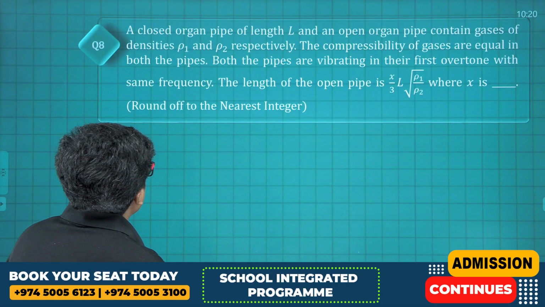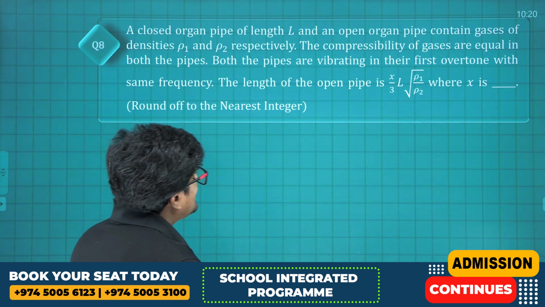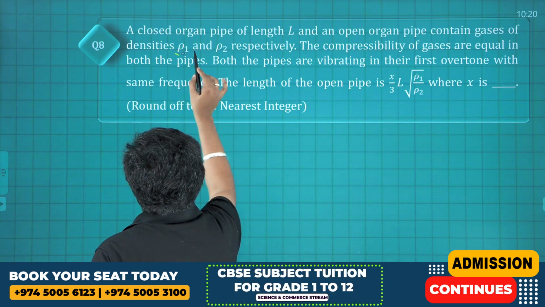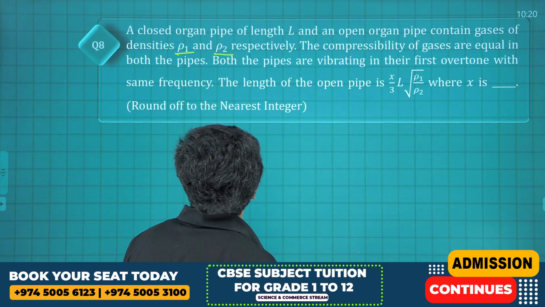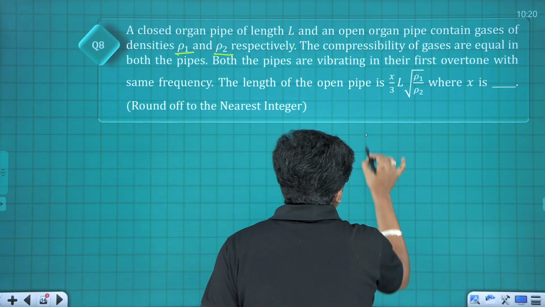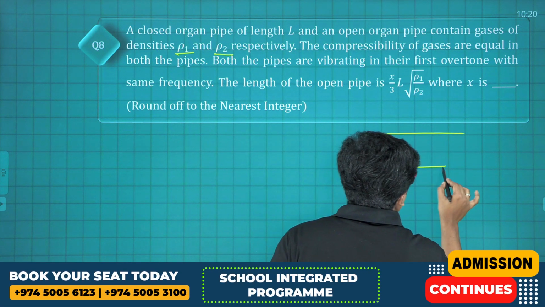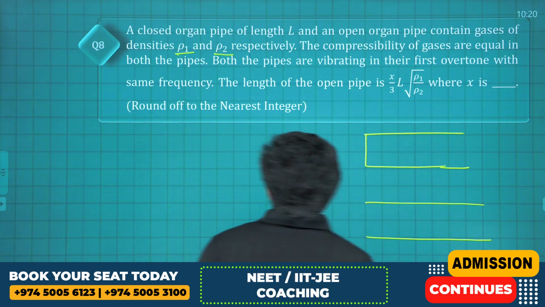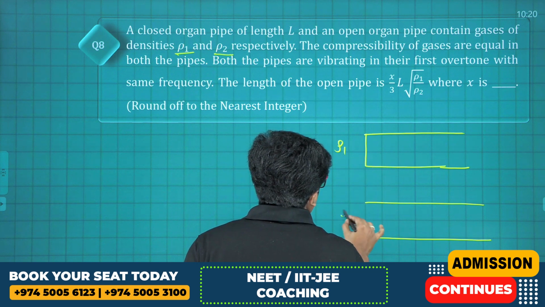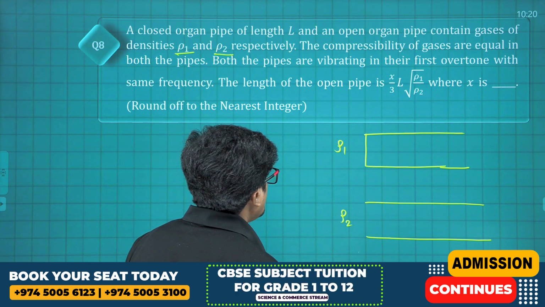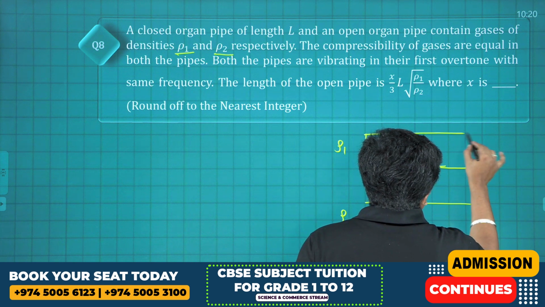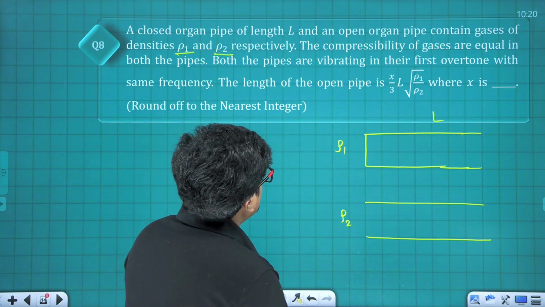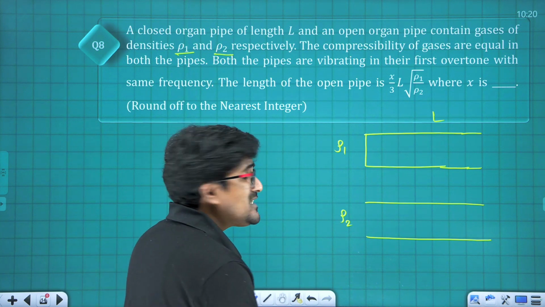Question 8 says, a closed organ pipe of length L and an open pipe contain gases of densities rho 1 and rho 2. So I am having a closed organ pipe and an open organ pipe. Let me consider this as the closed organ pipe and let this one as the open one. Here the density is rho 1 and here the air density is rho 2, and both are having length as the same. So I need to mark it as the same length in this way. Now the compressibility of the gases are equal in both the pipes, which means beta is same for both.